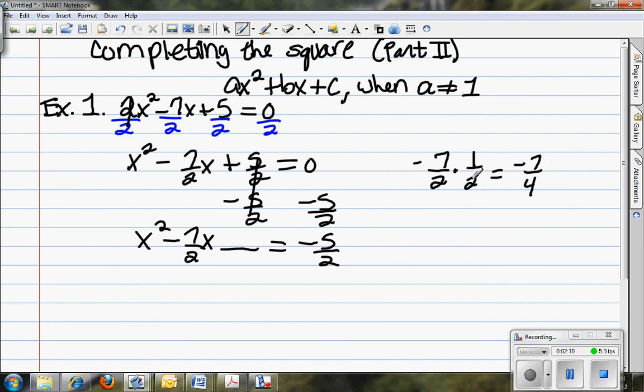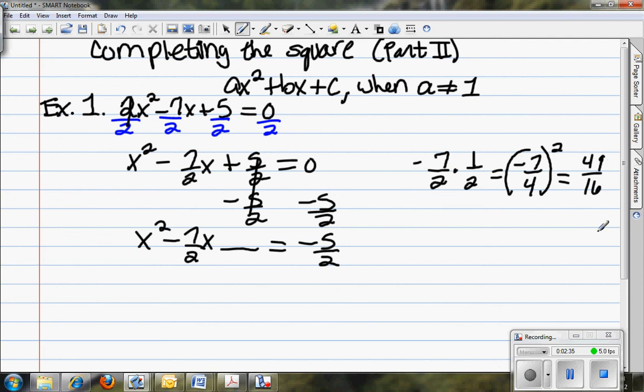So this was our step 1. Remember, we took half of b, and then we need to square it before we figure out exactly what we're going to add. So we got the negative 7 fourths. Now we need to square it. This is half of b, squared. And this is going to be equal to, exactly as you see, square the top, square the bottom. So we're going to end up with 49 over 16.